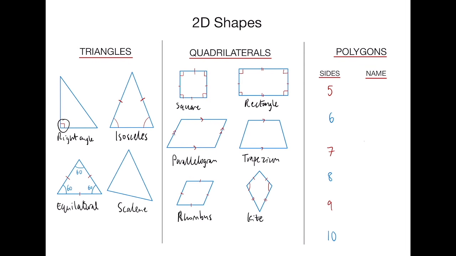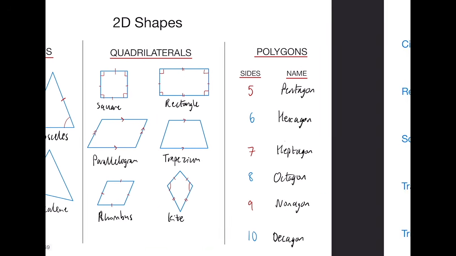Finally, the polygons. A 5-sided shape is a pentagon, a 6-sided shape is a hexagon, a 7-sided shape is a heptagon, octagon for 8, octopus, octagon, easy to remember. 9 and 10 I wouldn't say are that important, especially if you're only doing foundation. For the higher tier, it could be good just to have a rough idea of what they're called, just in case it pops up. But that is all of the 2D shapes that you need to know for now.